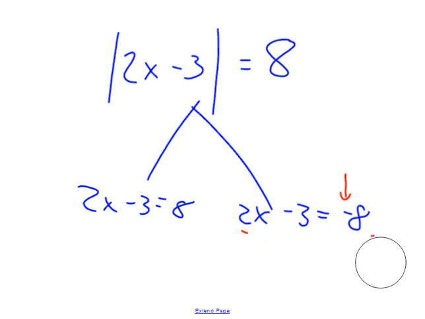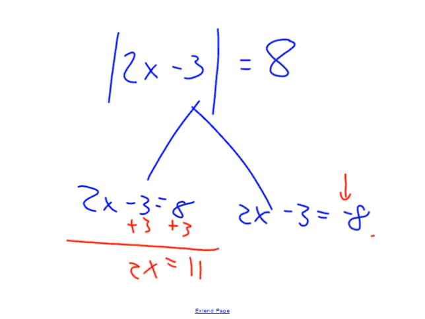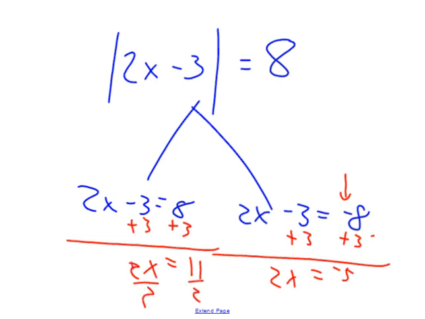A whole lot of adding 3 going on, right? That's pretty much all you do. But your answers come out to 11 and negative 5. Totally different. Divide by 2. X equals 11 halves and negative 5 halves.